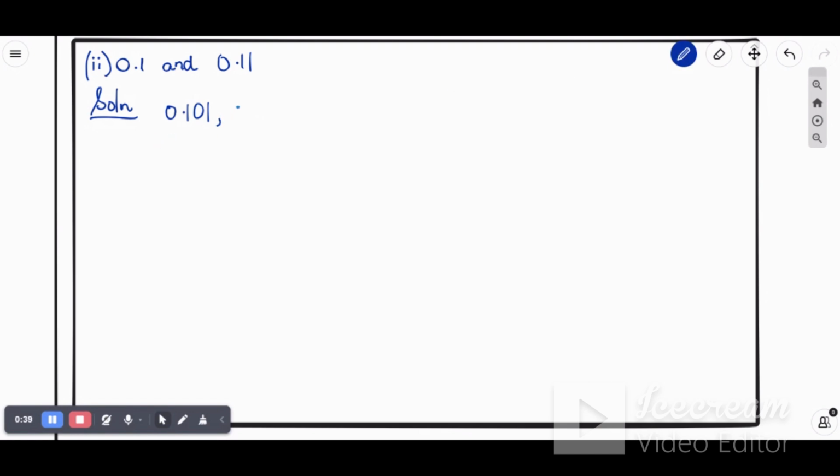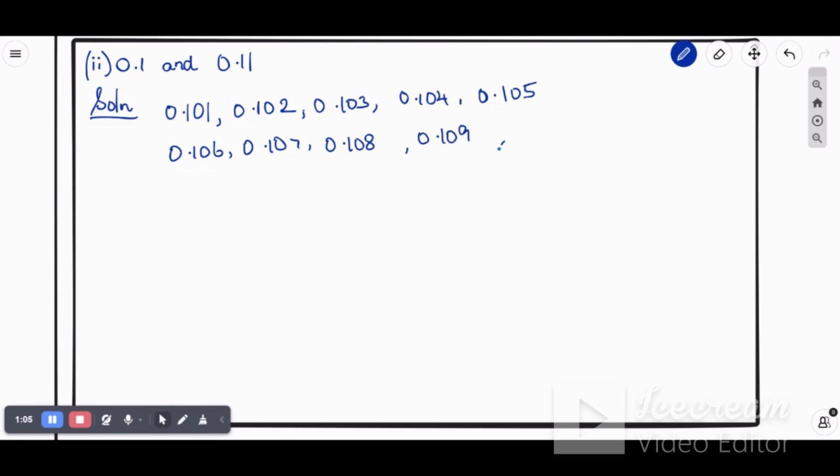For the safer side, for your better understanding, let me write 0.102, 0.103 and 0.104. We need only 5 numbers, so we can stop here. Let me write the remaining to make you understand why I chose 0.101. So if I go 0.107, 0.108 and then 0.109 and then 0.110. What could be our next number? 0.11. So this goes on like this.